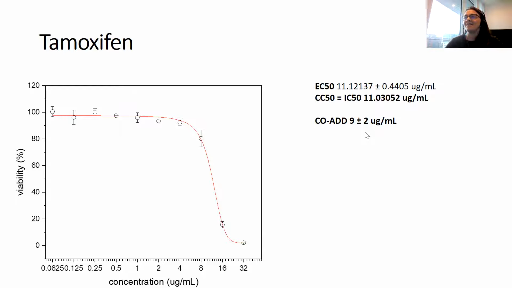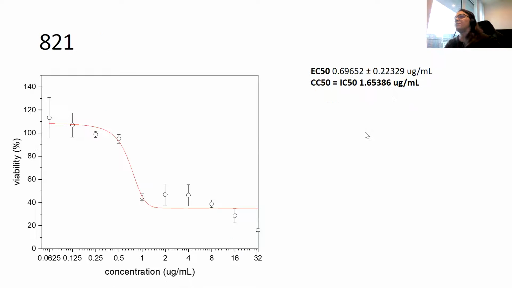Obviously, it's not exactly the same figure, but I will also talk about the fact that we used a different assay as opposed to the COADD protocol to measure the response. Now, 821, quite potent. We don't see 100% kill, but nearly there. So CC50 is 1.65 microgram per milliliter.